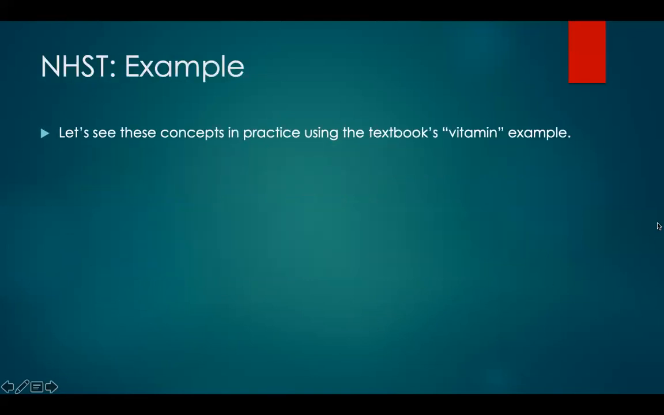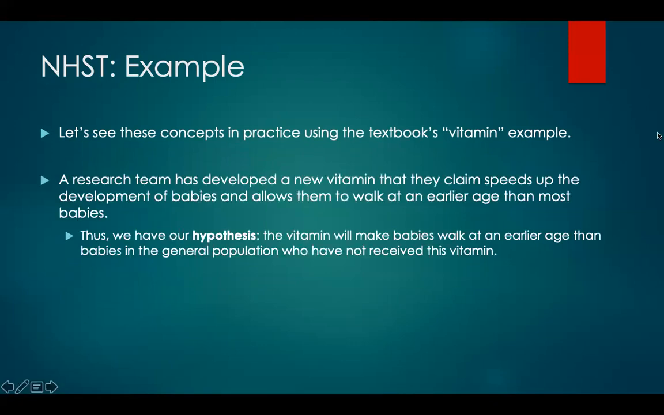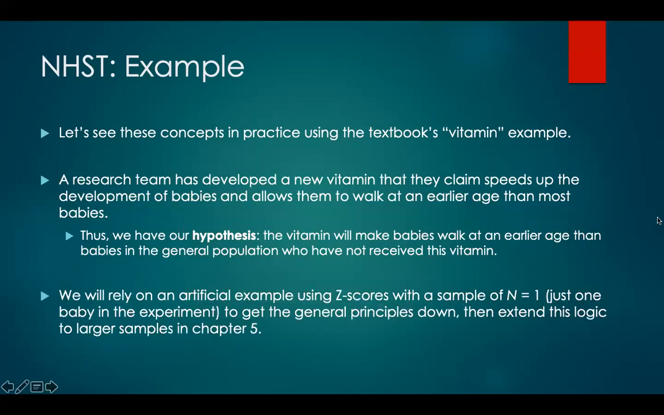So I'm going to go back through the vitamin example to put these concepts into practice again and to provide some review. So a research team has developed a new vitamin that they claim speeds up the development of babies and allows them to walk at an earlier age than most babies. Thus, we have our hypothesis: the vitamin will make babies walk at an earlier age than babies in the general population who have not received this vitamin. And we will rely on an artificial example using z-scores with a sample size of n equals 1, so just one baby in the experiment, to get these general principles down, and then later extend this logic to larger samples in the following unit.